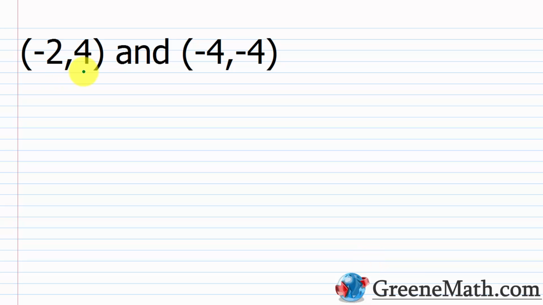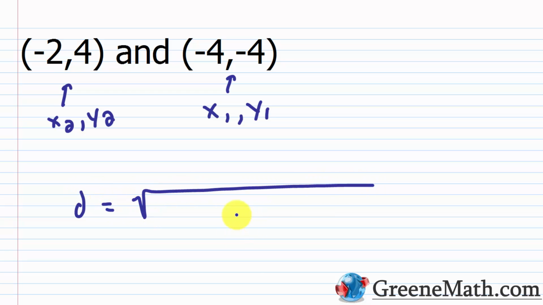So we have negative 2 comma 4 and negative 4 comma 4. I'm just going to change the order up. I'm going to say this first point is x sub 2, y sub 2, and I'll say the second point is x sub 1, y sub 1. Okay, so I'm going to plug into my distance formula. So the distance is equal to the square root of, for the formula, you have x sub 2, which is negative 2, minus x sub 1, which is negative 4. So minus a negative is plus a positive. So negative 2 plus 4. This is wrapped in parentheses and squared.